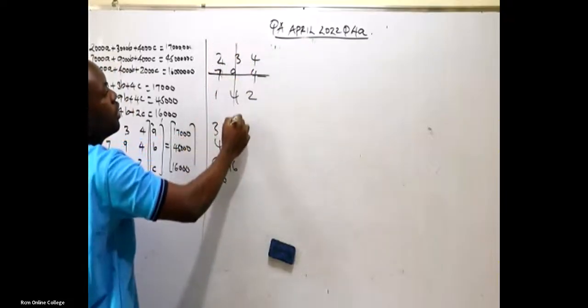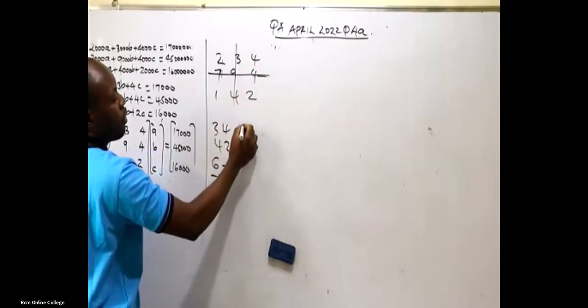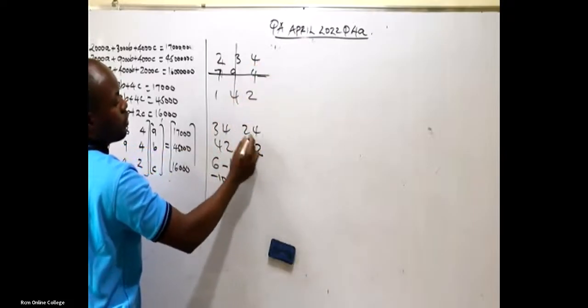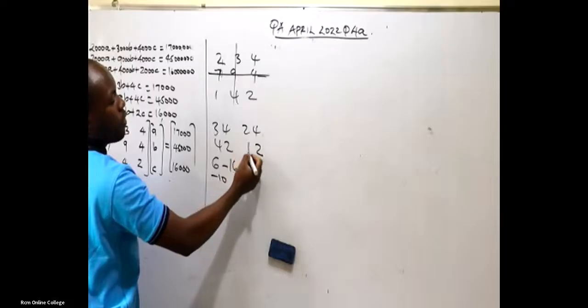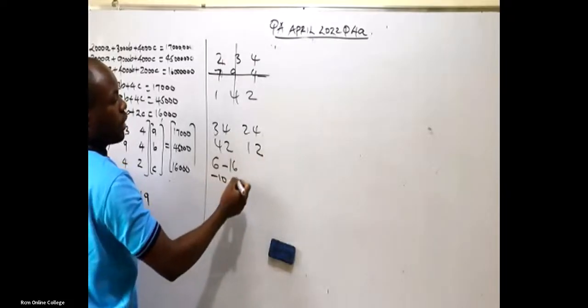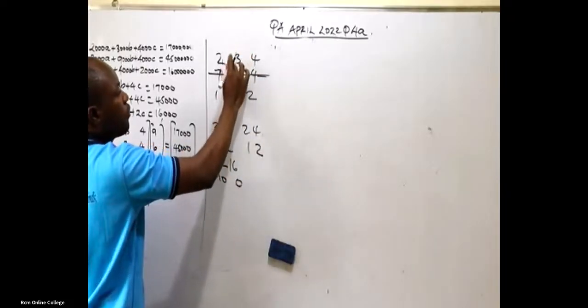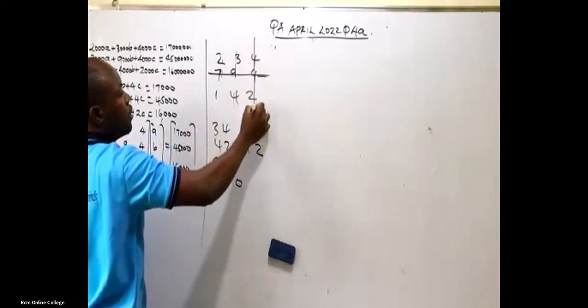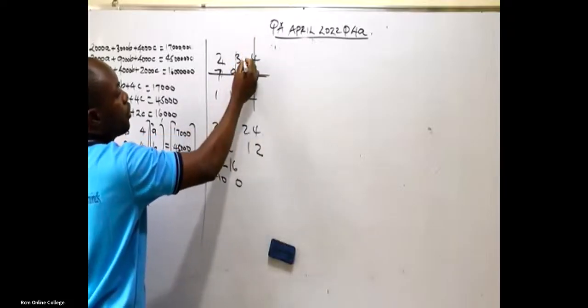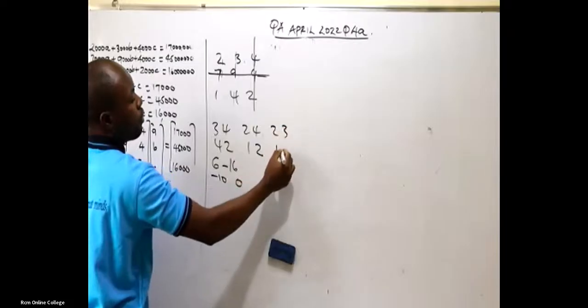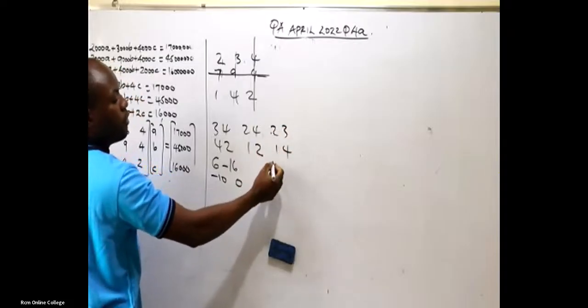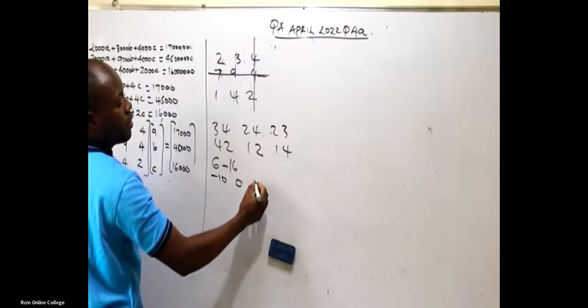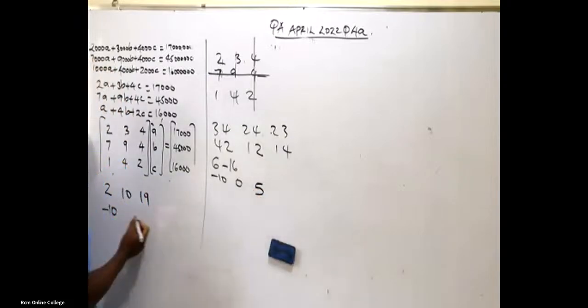So column number 2, when you delete this, 2, 4, 1, 2. 2 times 2 will be 4. 4 minus 4, that is 0. Then you now forget about this and come and delete this. So 2, 3, 1, 4. 2 times 4, that will be 8. 8 minus 3, that leaves with 5. So it is negative 10, 0, 5.